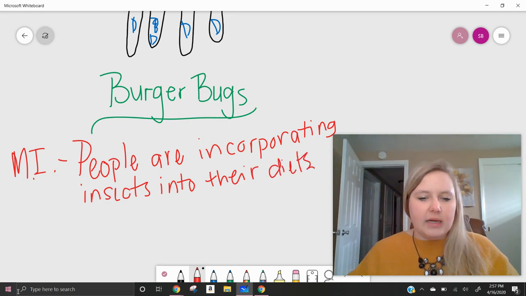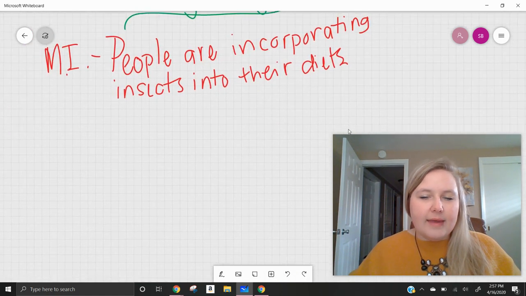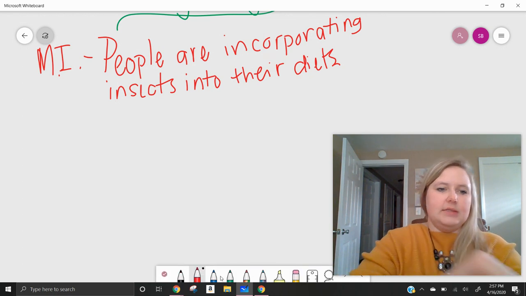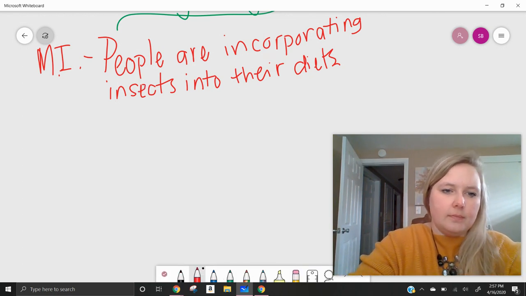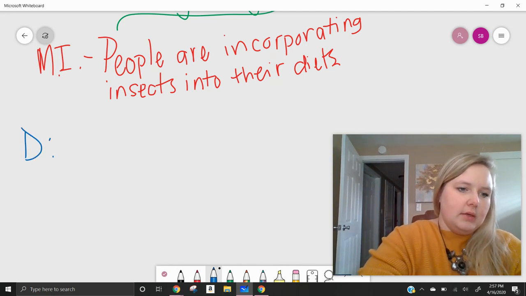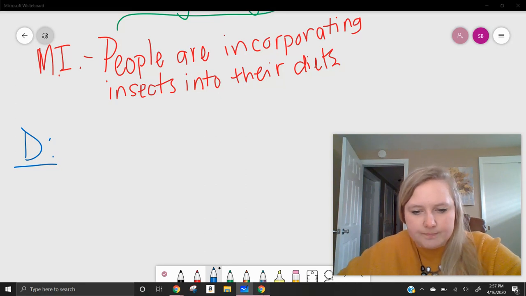Okay, so that's our main idea. We have to find details that support why they are incorporating insects into their diets, right? All right, so we need some details. Okay, what did that article say? Let's go back.